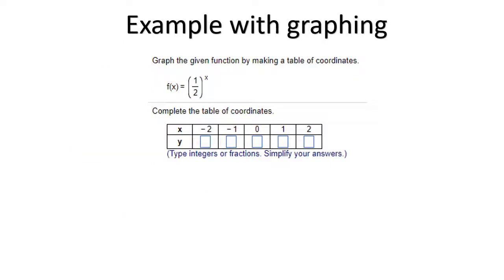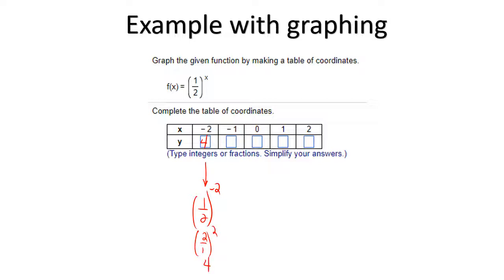Now here's an example with graphing. You're given an exponential function with a base of 1/2. One by one, we must take these values and substitute them in. Feel free to use a calculator for this. 1/2 to the -2 will actually, if you're working it by hand, invert that and square that, which would give you 4.